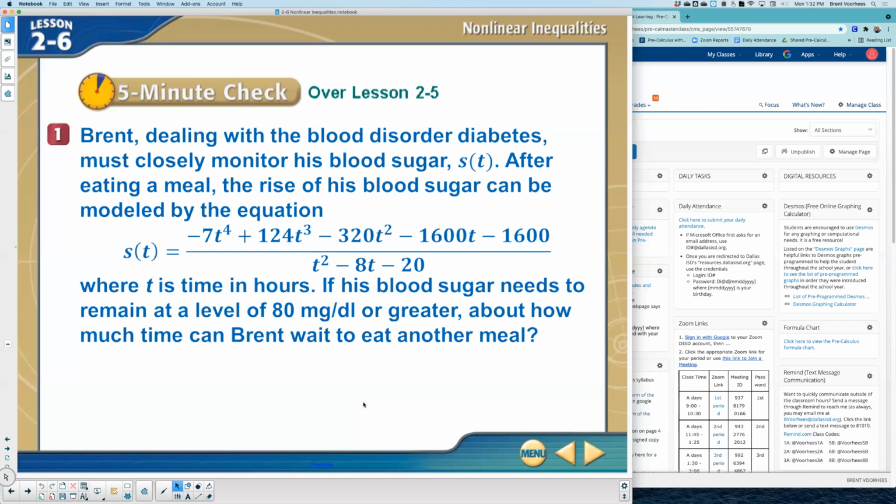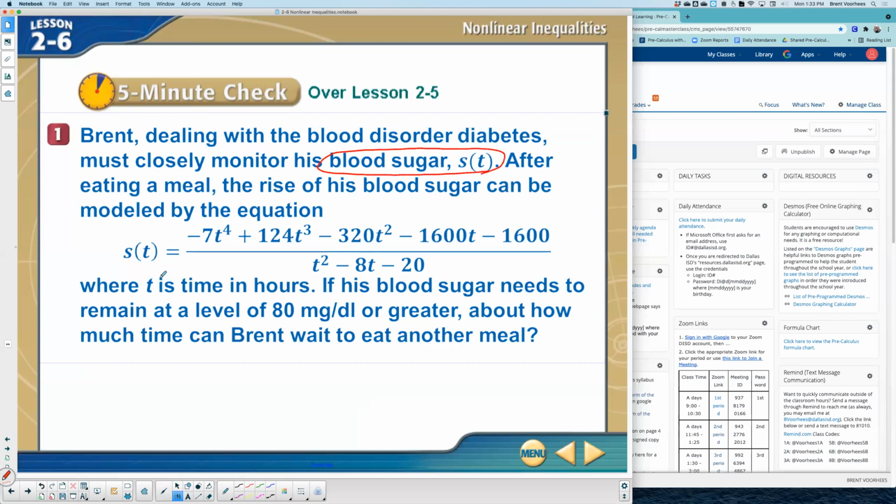Number 1, Brent, that's my first name if you didn't know, dealing with blood disorder, diabetes. Before you panic, because other students have, I actually don't have diabetes, but a lot of people on my mom's side of the family do. And so I did a lot of research, came up with what is a normal function for people with diabetes. So it says here, me dealing with blood disorder diabetes must closely monitor my blood sugar S of T. I'm going to stop. It said S of T. What is S of T? Blood sugar. I'm going to mark that. Blood sugar is S of T.